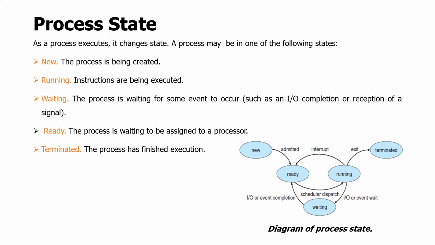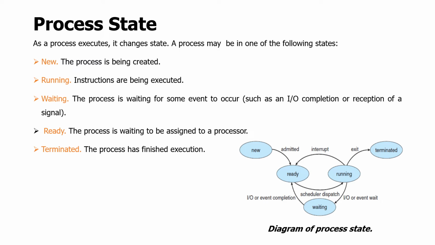In this diagram also you can see the process can be in new state, ready state, waiting state, running or terminated state. First, we'll see what is meant by new. New is nothing but the process is being created. It's something like a newborn baby. The process is just created, so we call it the new state.